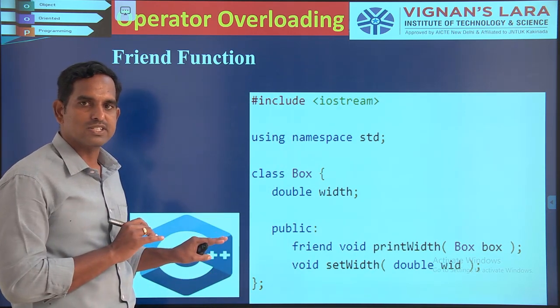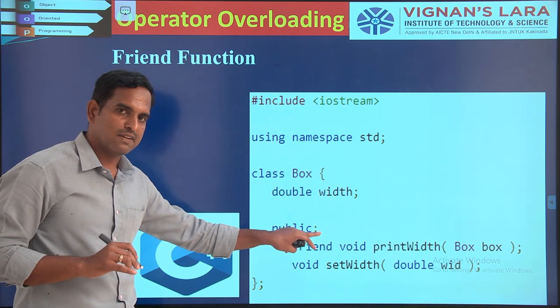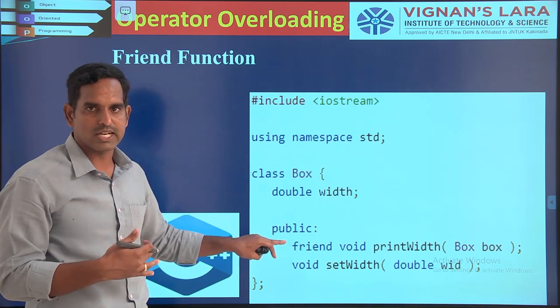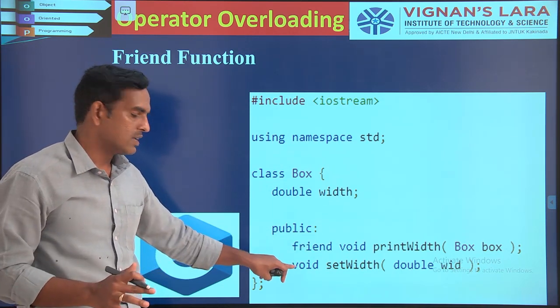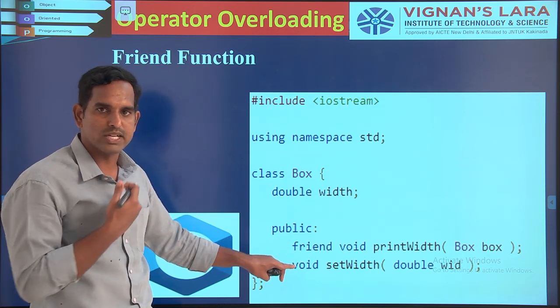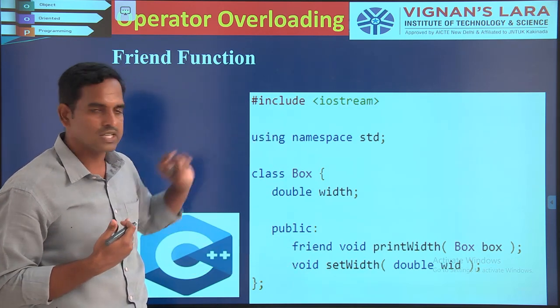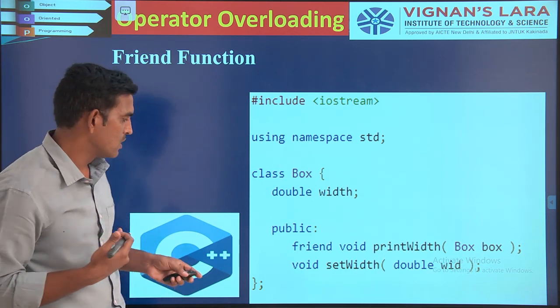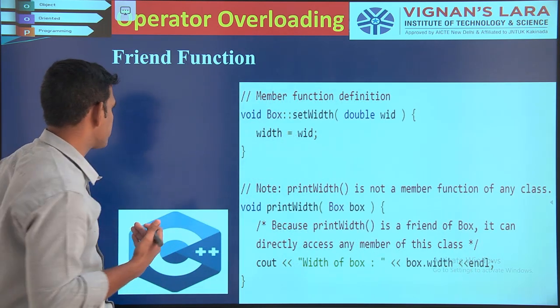Always remember the definition of a friend function. A friend function can be defined outside the class without any scope resolution. For a member function, if you want to define it outside the class, you have to use the scope resolution of your particular class. So how are you going to define them?